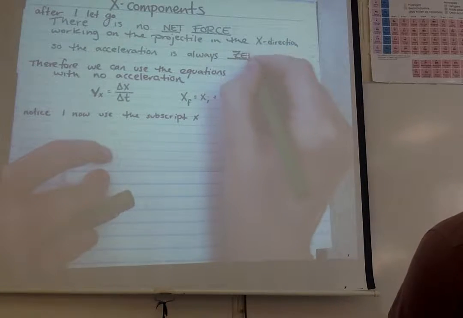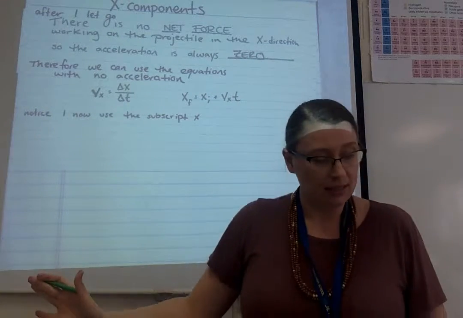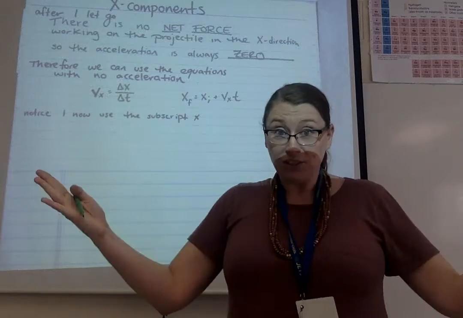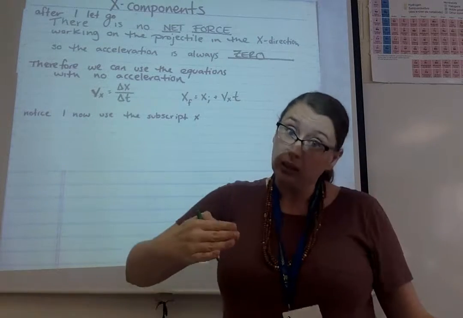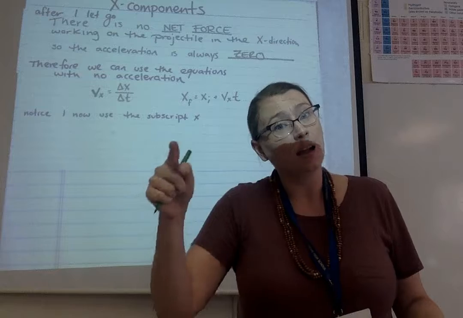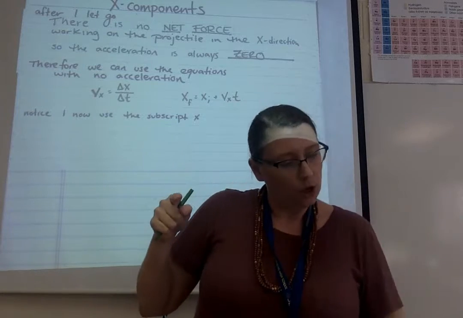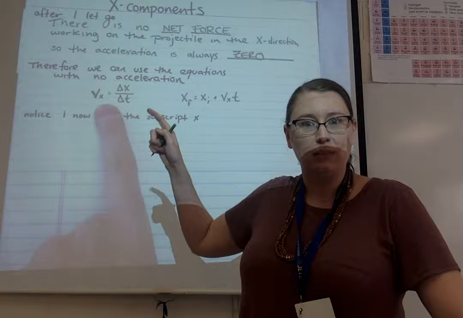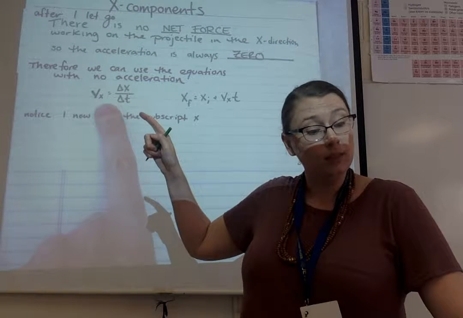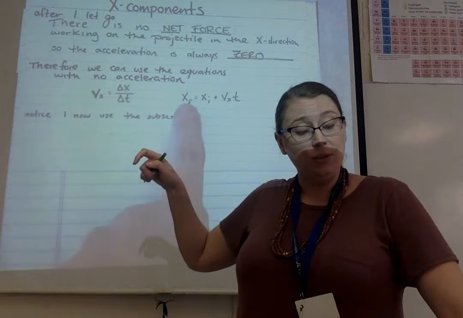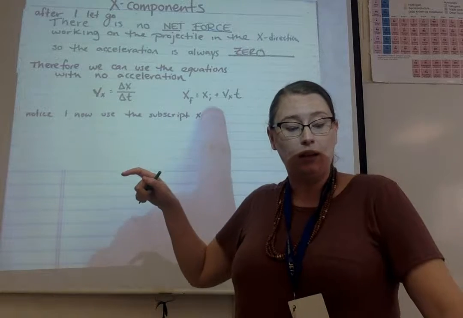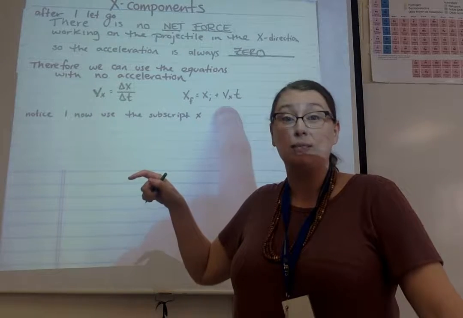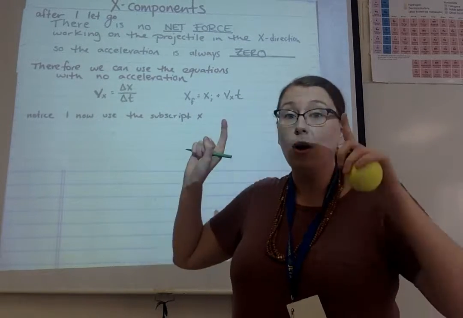So write that down. Next, what equations can we use for things that are moving with no acceleration? I'm glad you asked. Here we go. We can use the v equals displacement divided by time equation. And we can use the xf equals xi plus the velocity times the time.